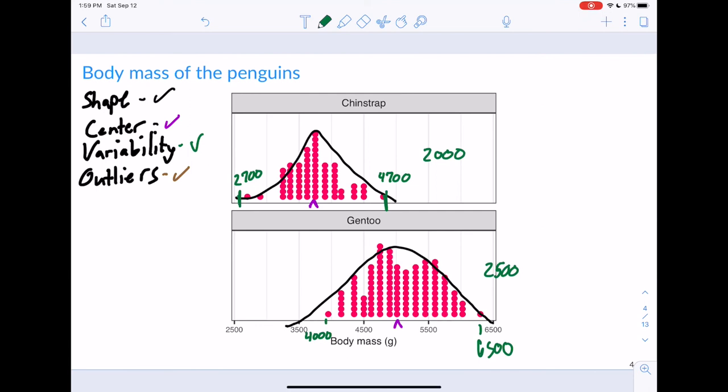I'll do some scaffolding when we're doing activities, but on the quizzes, when I'm asking you to describe two different graphs like this and make comparisons, I want you to talk about these four different things.